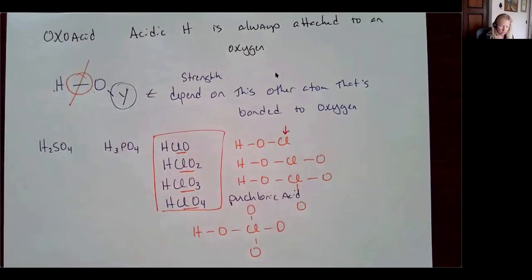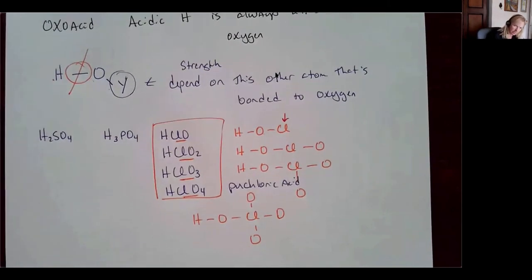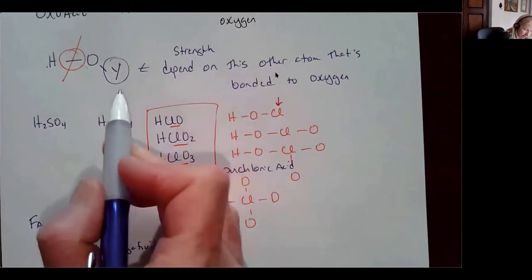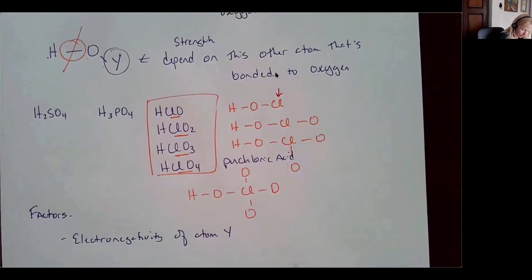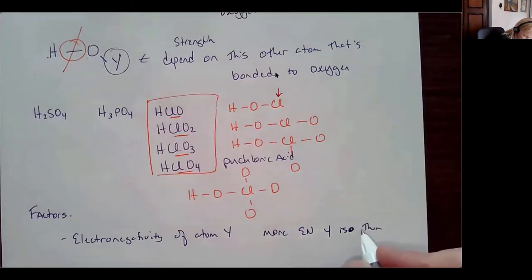So the factors that influence this are going to be the electronegativity, just like before, the electronegativity of atom Y, so this guy. How electronegative is it? Because the more electronegative Y is, then that's going to shift that Y-O.